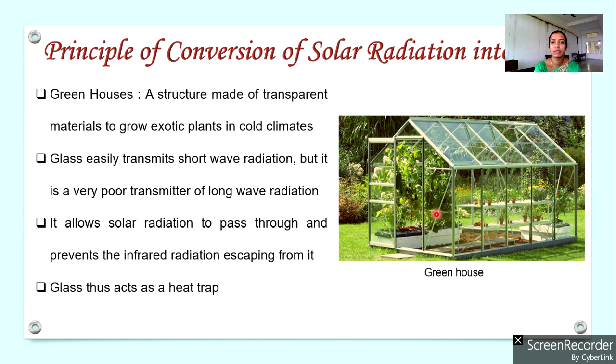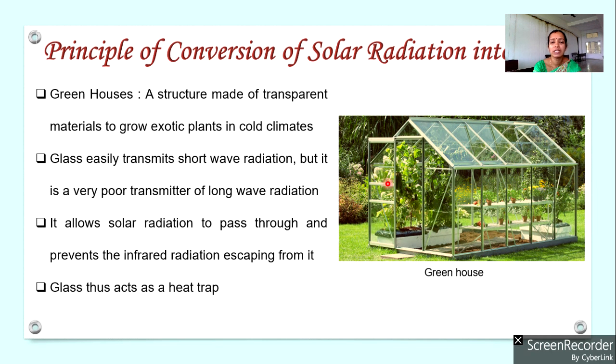We know that when solar radiation falls on any object, that object will re-emit infrared radiation as heat. So from the objects inside this greenhouse, the infrared radiation will be re-emitted, and it will be a long wave radiation. That infrared radiation will have a long wavelength, and glass will be opaque to infrared radiation. Glass will not allow infrared radiation to pass through it.